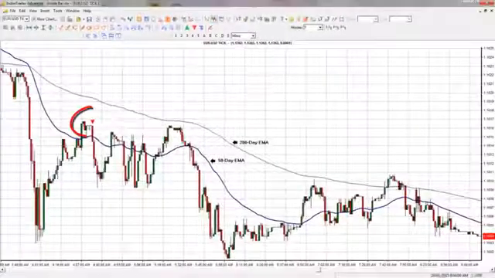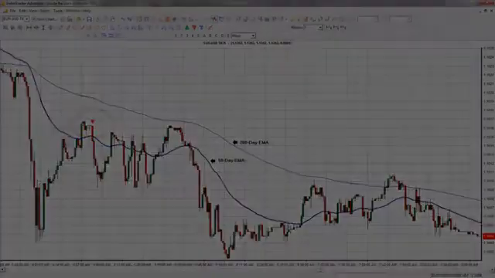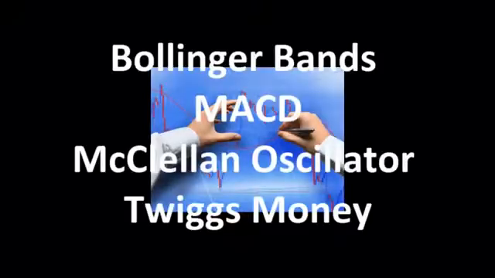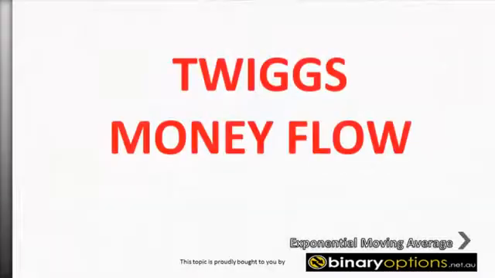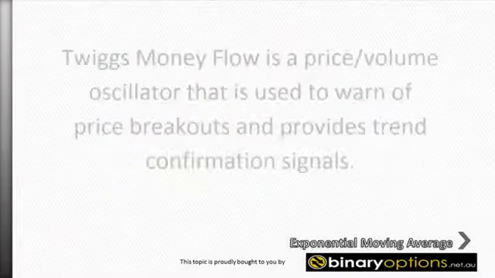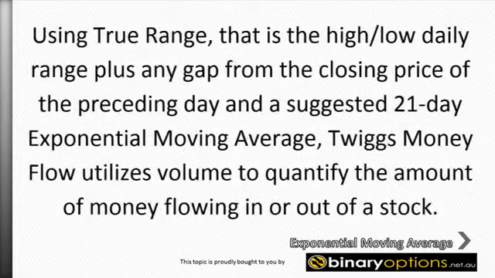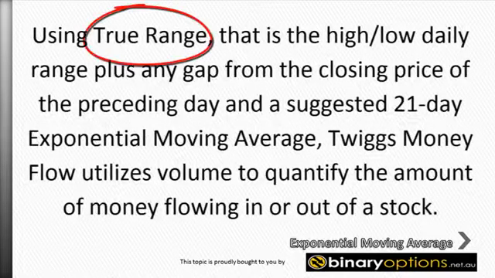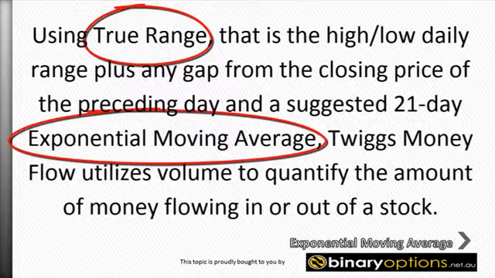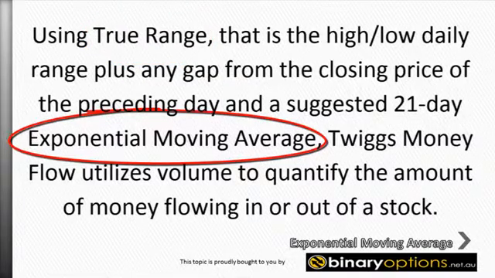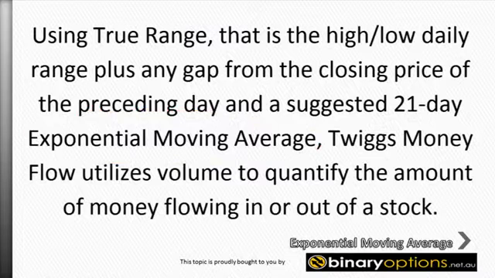The exponential moving average also forms the basis for many other technical indicators and overlays, such as Bollinger Bands, MACD, McClellan Oscillator, and Twiggs money flow. Twiggs money flow is a price-volume oscillator that is used to warn of price breakouts and provides trend confirmation signals. Using true range, that is, the high-low daily range, plus any gap from the closing price of the preceding day, and a suggested 21-day exponential moving average, Twiggs money flow utilizes volume to quantify the amount of money flowing in or out of a stock.